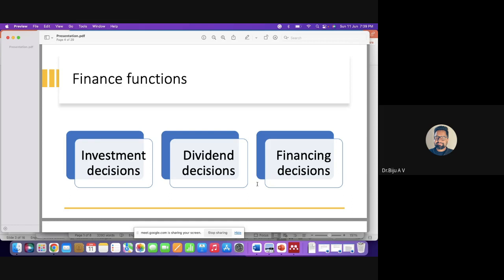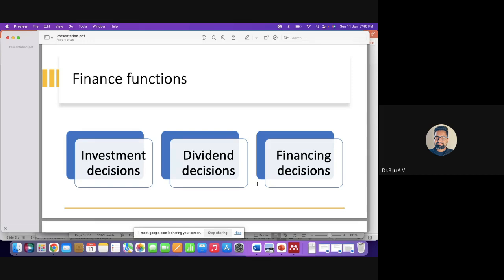Again, there are theories, relevance and irrelevance theories. The decision on financing will influence the value of the firm. Decisions on the finance, in the sense that decisions on determination of the capital structure. So these decisions on determination of the capital structure will influence the value of the firm or not influence the value of the firm.